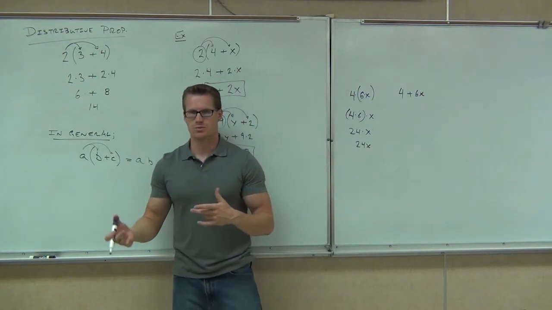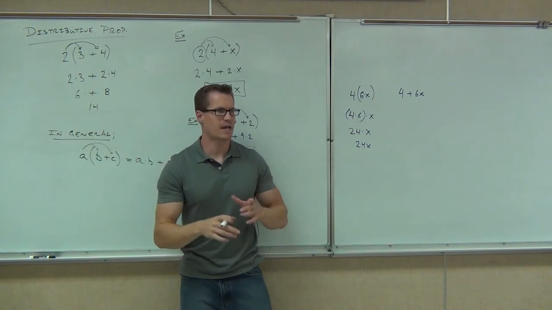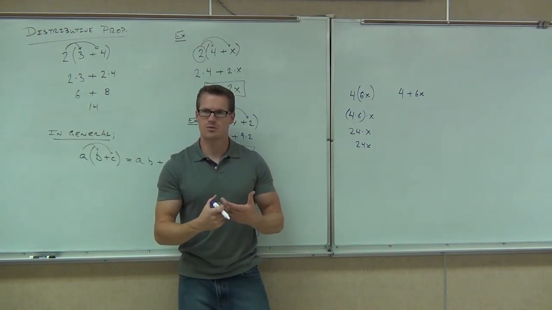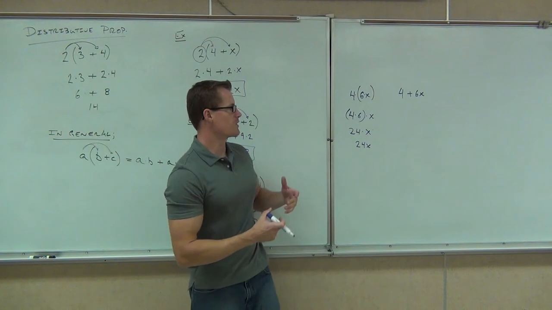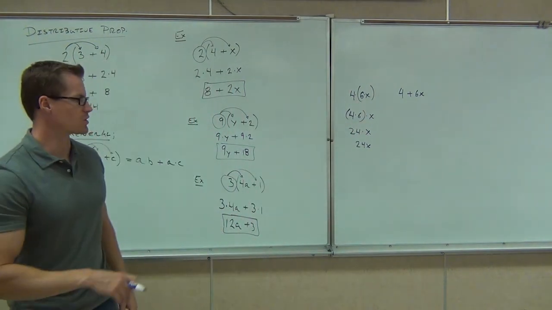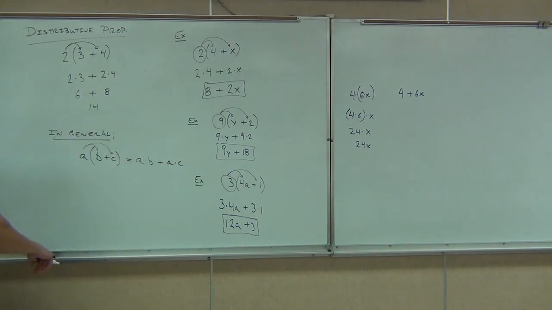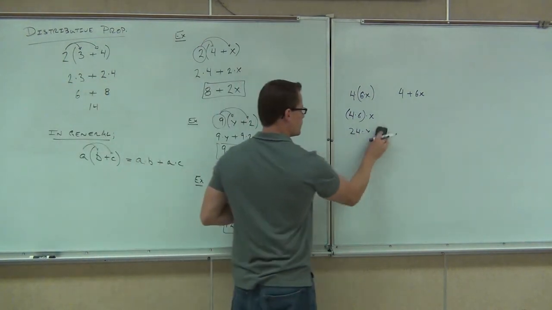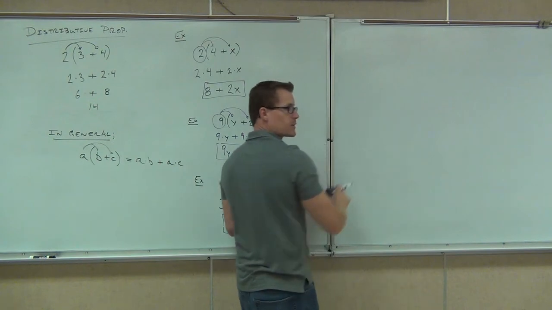That's like terms, okay? So if we don't have like terms, you cannot combine them. You can't add them or subtract them. The only thing you can do is, if you have multiplication, that's where they don't have to be exactly the same. That's a good question. Any other questions before we get going?